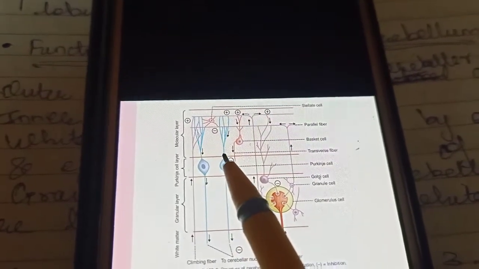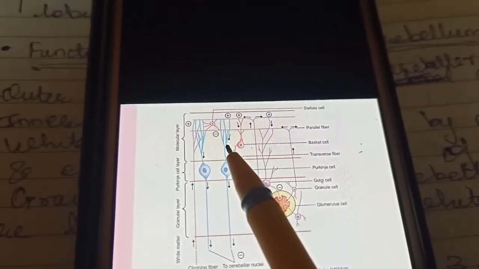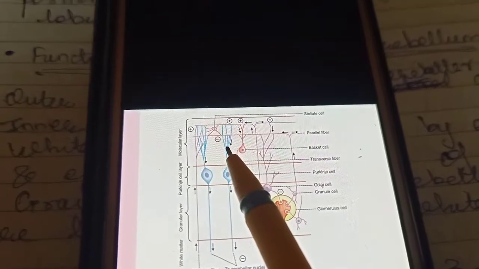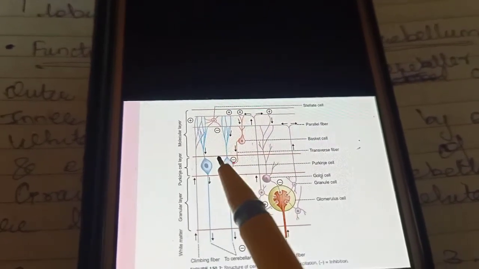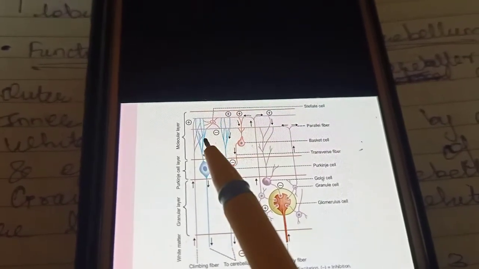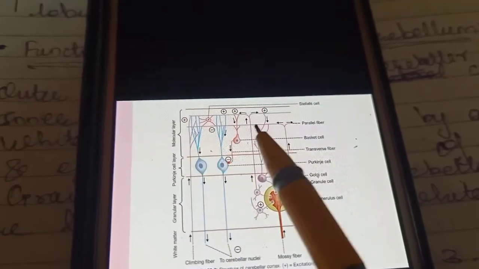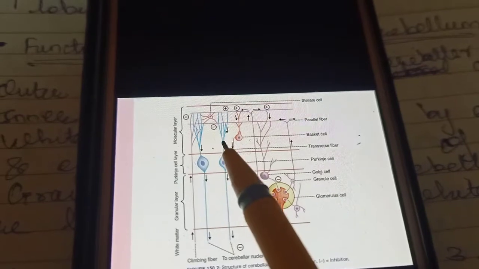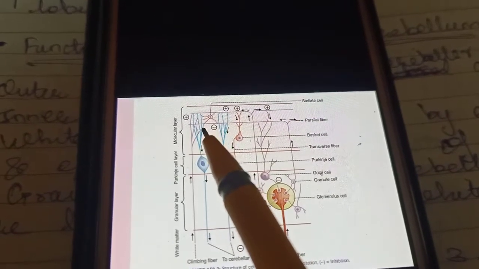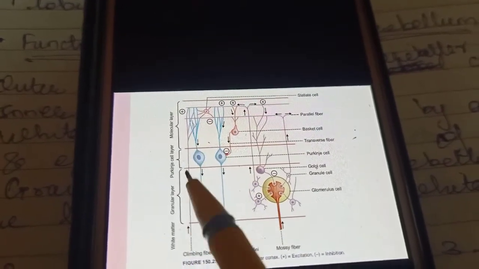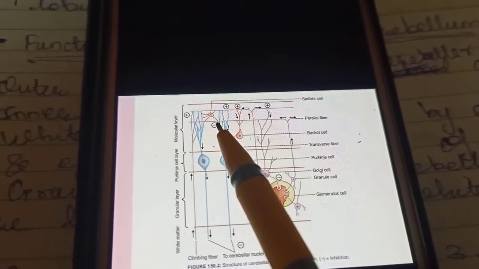The dendrites of the Purkinje cells terminate either on the climbing fibers or the parallel fibers.